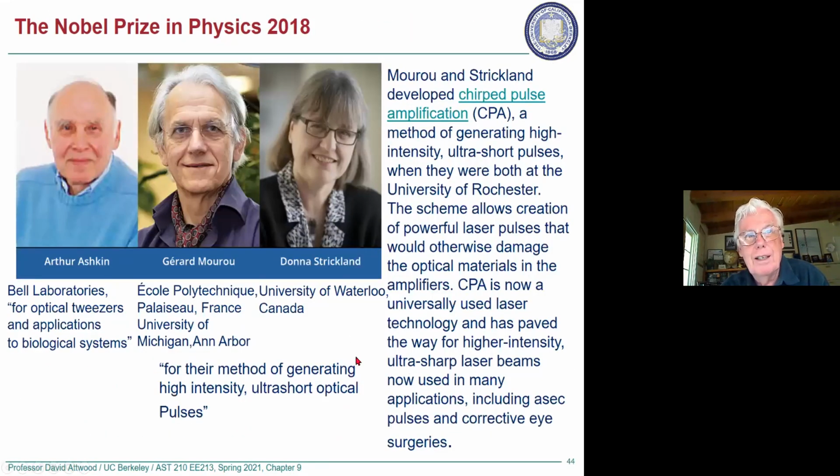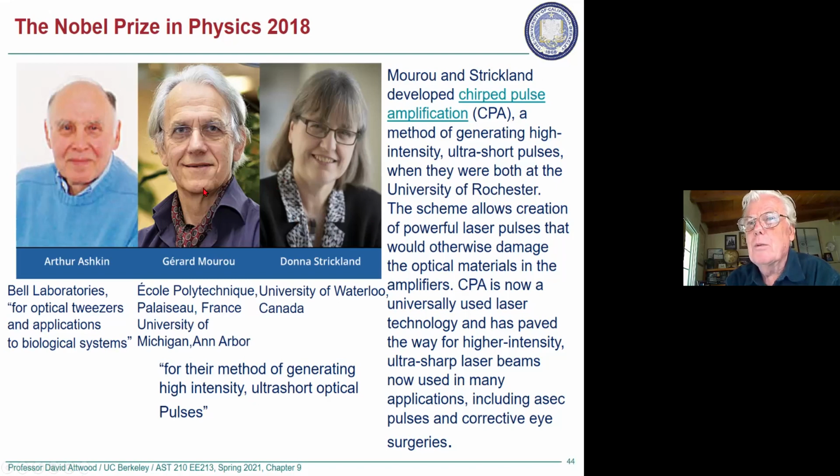So more recently, we had the Nobel Prize that involved Gerard Mourou and Donna Strickland, who were both at the University of Rochester at the time, and they got it for what was called chirped pulse amplification, CPA. What happened was people had learned how to make short pulses at the time, but when they tried to amplify them, they would destroy the glass or the host of whatever the laser medium was. They were usually solid state for the high power laser.